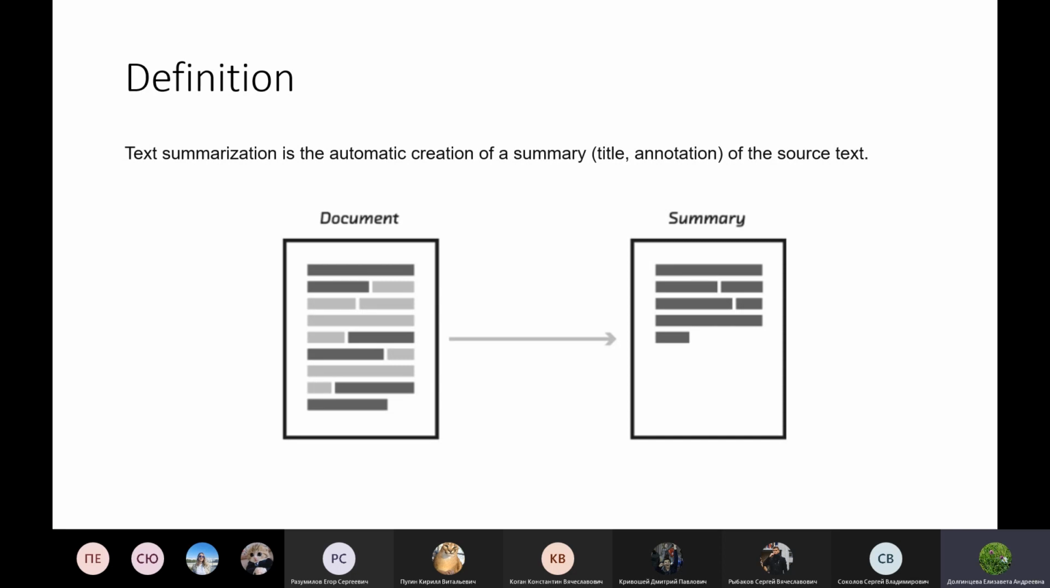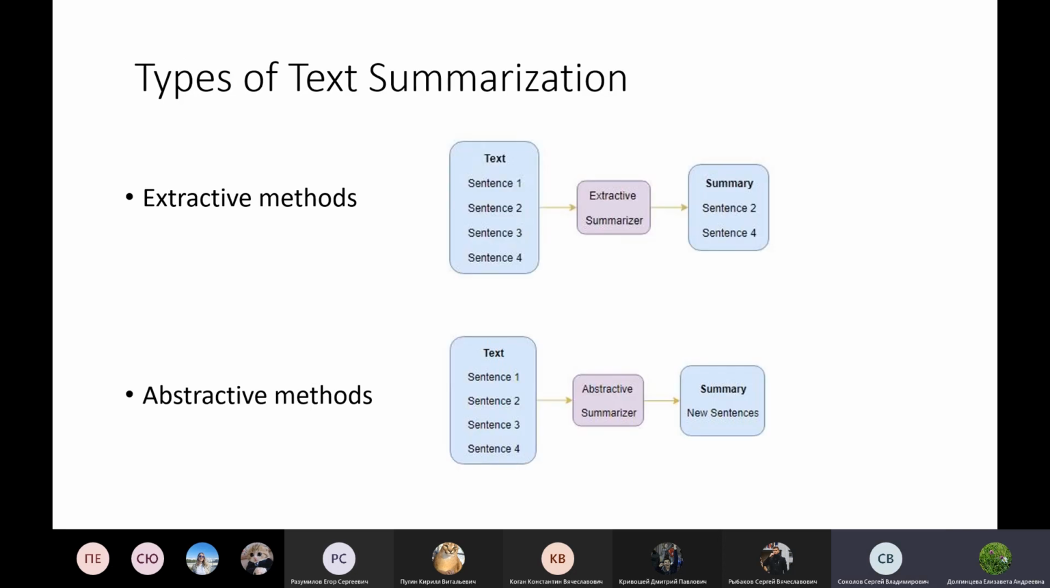Therefore, in the field of machine learning, the task of automatically compiling a text summary was naturally born. Text summarization can be defined as the automatic creation of a summary, title or annotation of the source text. There are two essentially different approaches to this problem: extractive methods and abstractive methods. The extractive approach consists of extracting the most significant information blocks from the source text. The block can be separate paragraphs, sentences, or keywords.